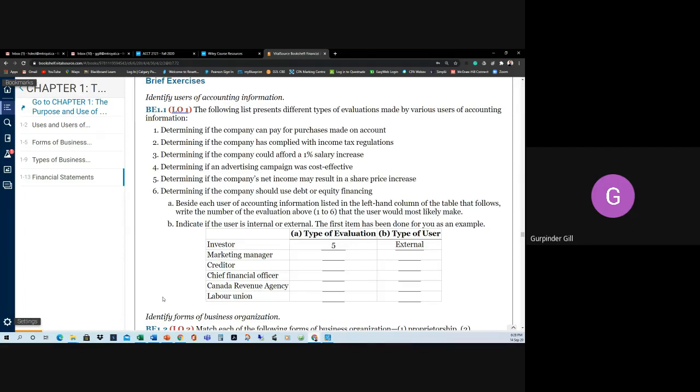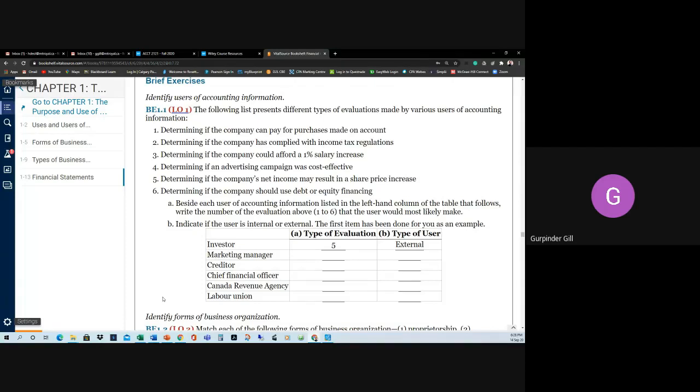All right. Okay, so that will be Canada Revenue Agency. They want to make sure that the company is complying with the income tax regulation because that's their revenue stream. That's how they make money. So they want to make sure that the companies are paying correct income taxes, that the companies are remitting the payroll taxes as they're supposed to.